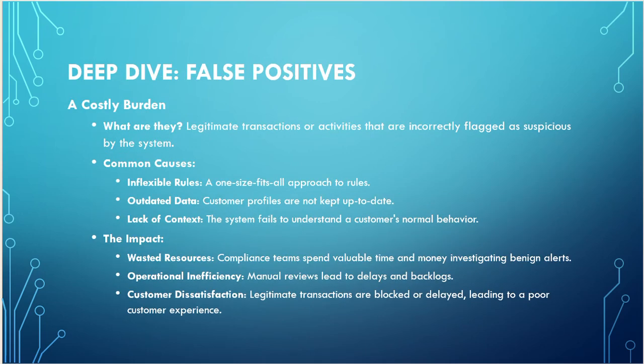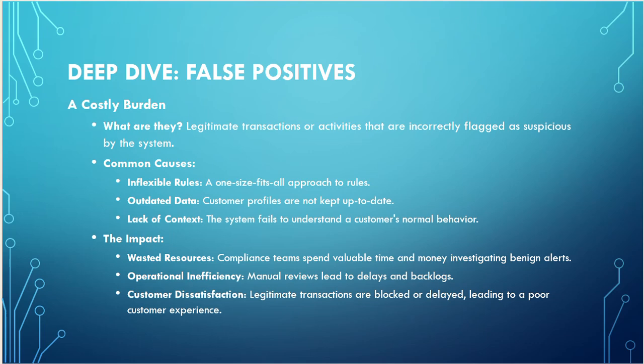So let's deep dive into false positives. A false positive is a costly burden, and what are they? They are legitimate transactions and activities that are incorrectly flagged as suspicious by the system. The system incorrectly raises red alerts for genuine transactions. These red-alerted transactions are what we call false positives. We want to reduce the false positive rate and increase the true positive rate.